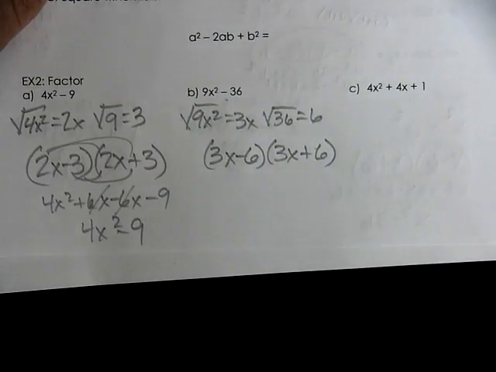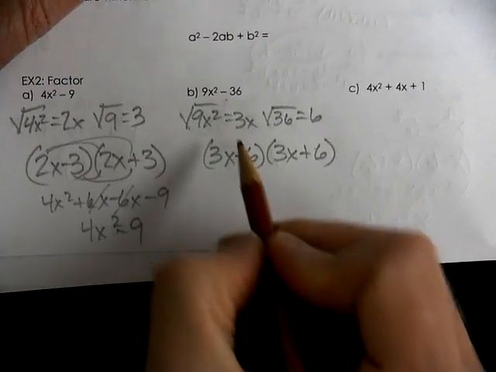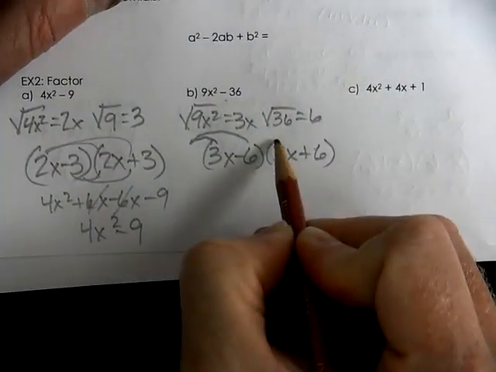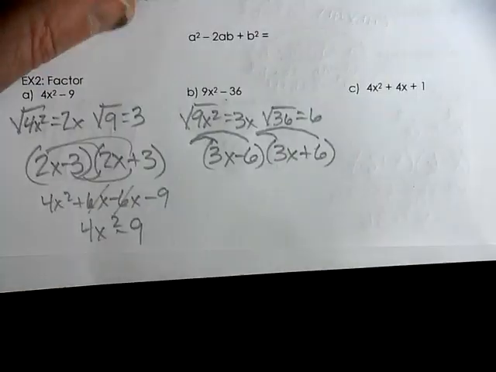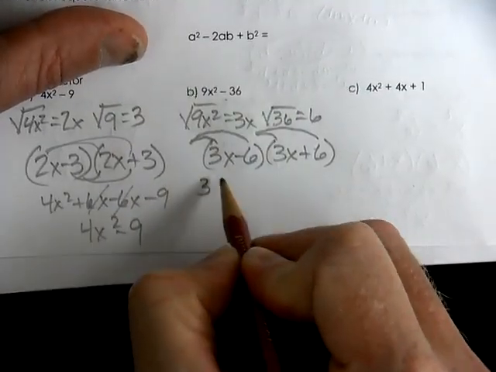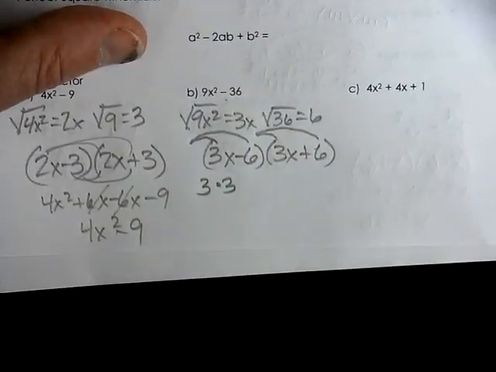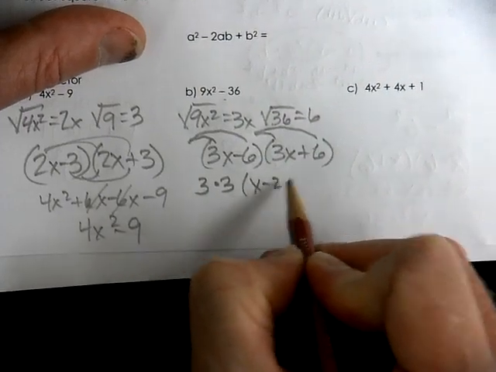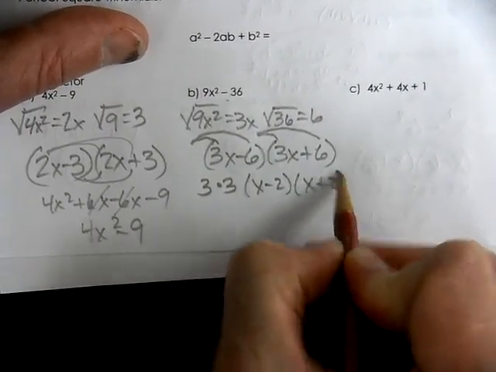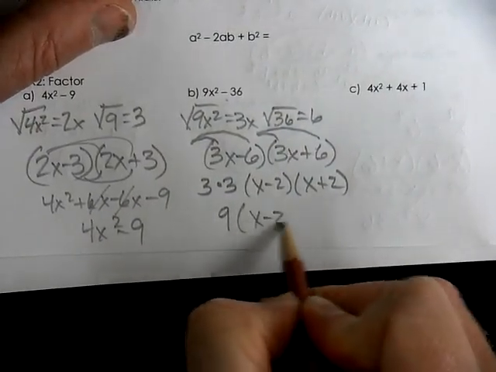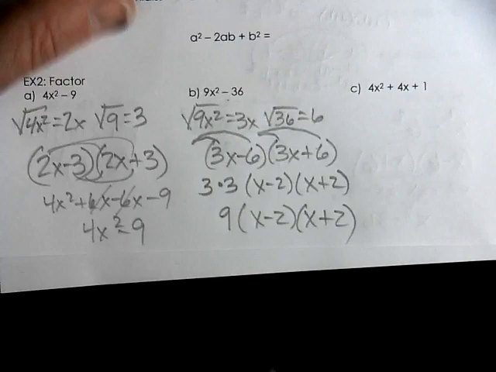But I don't get full credit for this. Why doesn't this receive full credit? It can still be factored. That has a factor that can come out of it. This has a factor that can come out of it. So I have a 3 I can pull out, and I have another 3 that I can pull out. So I'm going to have an x minus 2 and an x plus 2 in the parentheses. So my best answer is 9, x minus 2, x plus 2.